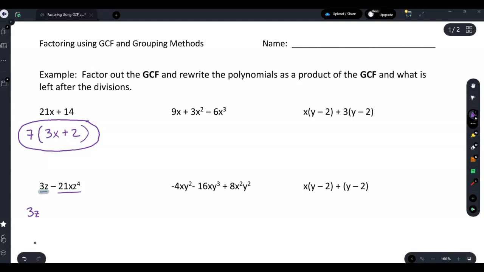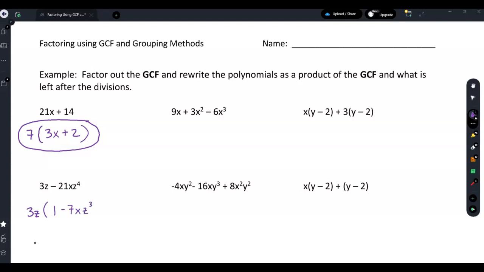So my GCF here will be 3z, and then I'm going to write what's left when I factor that out in parentheses. So 3z divided by the GCF of 3z would be 1, because anything divided by itself is 1, and you need to write that 1. Then negative 21xz to the fourth, divide that by 3z. Let's just start with the numbers. Negative 21 divided by 3 would be negative 7. And then there's still an x here. And then z to the fourth divided by z would be z cubed.